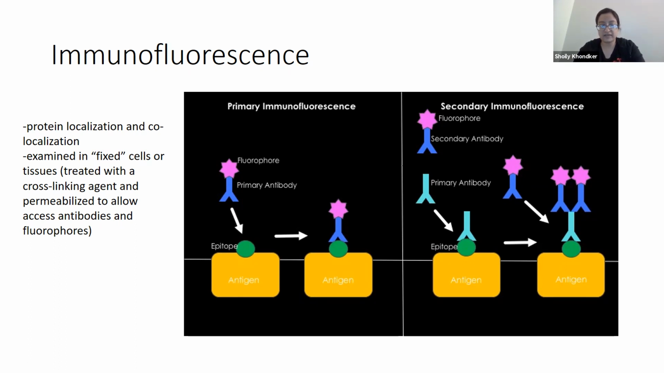Primary immunofluorescence basically just means that the primary antibody is conjugated to a fluorophore, which can then be visualized using fluorescence microscopy. Secondary immunofluorescence just means that you have a primary antibody that's not conjugated to anything that can be visualized, but instead you have a secondary antibody that detects the primary antibody, and the secondary antibody is conjugated to a fluorophore, which is visualized under fluorescent microscopy.